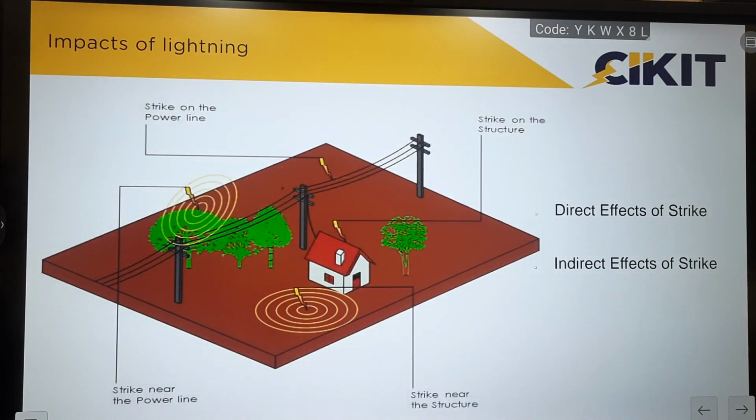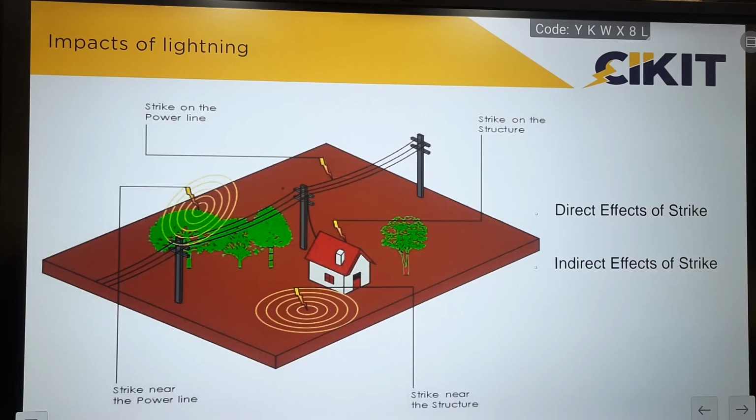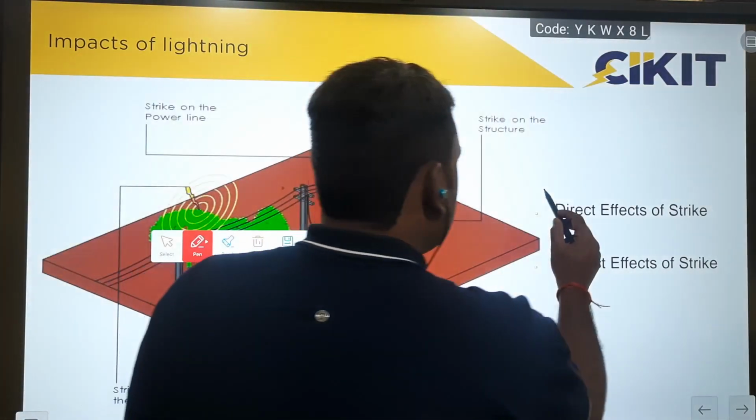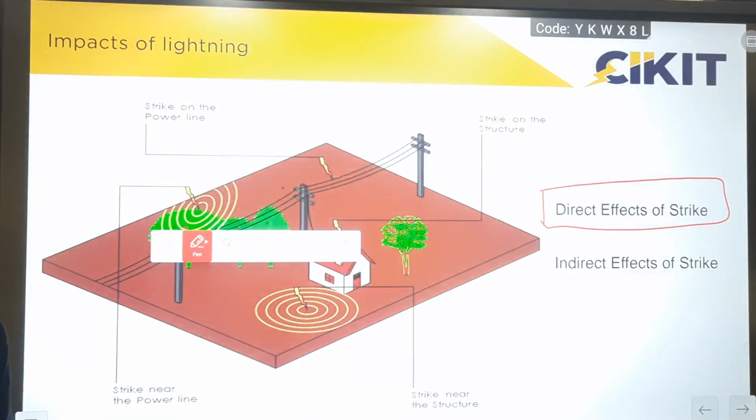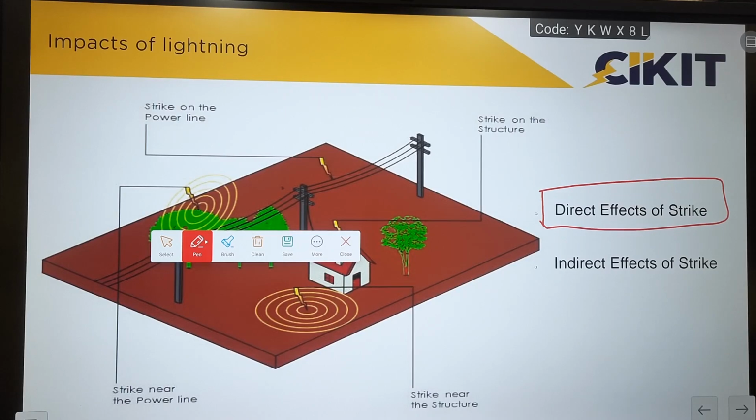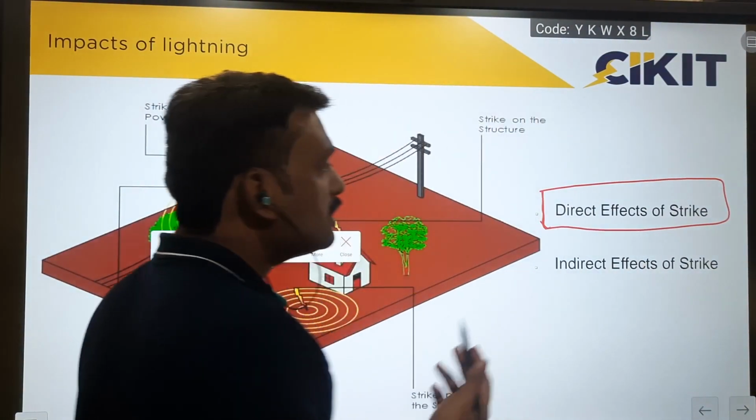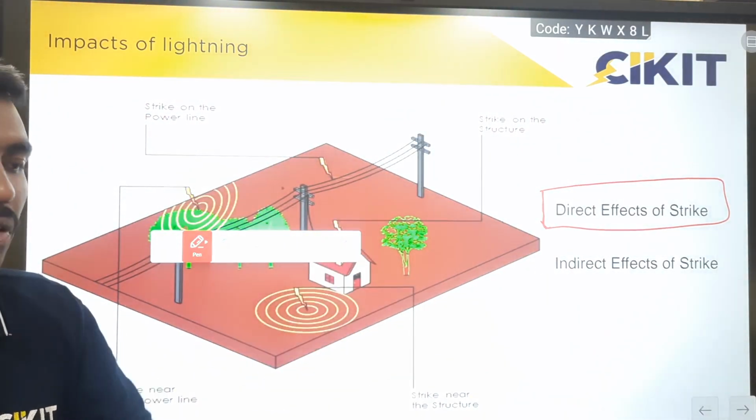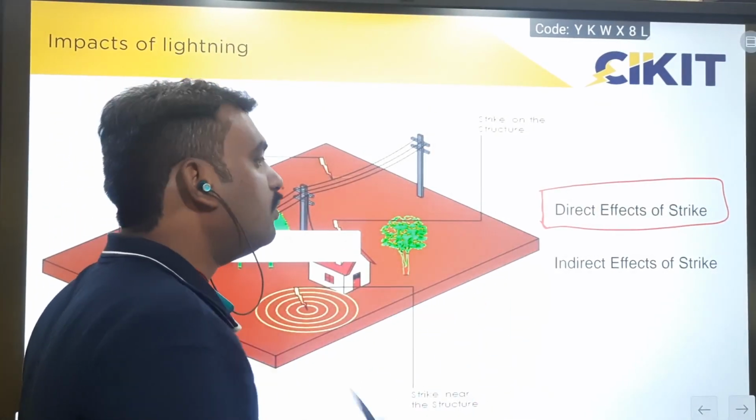Before going into the solution, we need to identify what is the real source of the problem we are facing. If you take the damages due to lightning in solar farms, as we have already shown in the images, lightning can directly strike on the solar panel and cause damage. If any lightning is striking on the panel, it may cause failure of the panel. That is called the direct effect of lightning strikes. In this case, lightning is directly striking that particular panel and that particular panel is damaged. It is called the direct effect of lightning strikes.